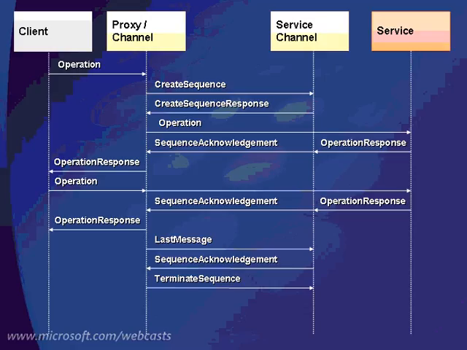And then, of course, when you're done and destroy the proxy, a last message is sent with an acknowledgement that says, hey, I know that you sent the last message. And then a terminate sequence message is sent. But that's all at the channel layer. You don't see that happening.